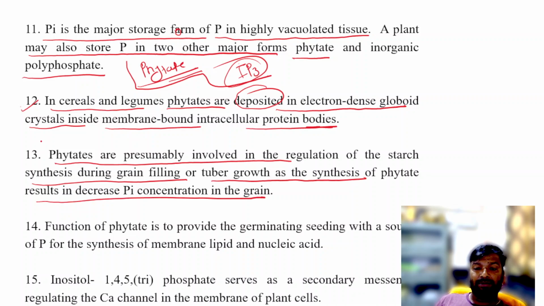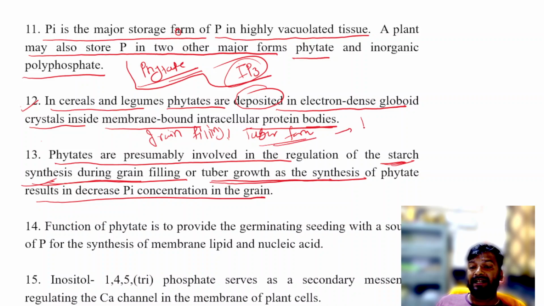Okay, so like there is a starch synthesis during the grain filling and the tuber growth in the potato. This phytate regulate the starch synthesis. Okay, तो ओनली दो केस है यहाँ पे, एक तो ग्रेन फिलिंग के टाइम पे, ग्रेन फिलिंग एंड द ट्यूबर फॉर्मेशन. सो एट दिस टू कंडीशंस दिस phytate involved in the starch synthesis.